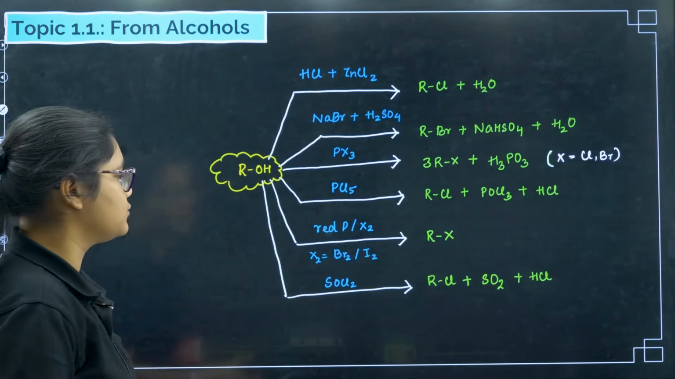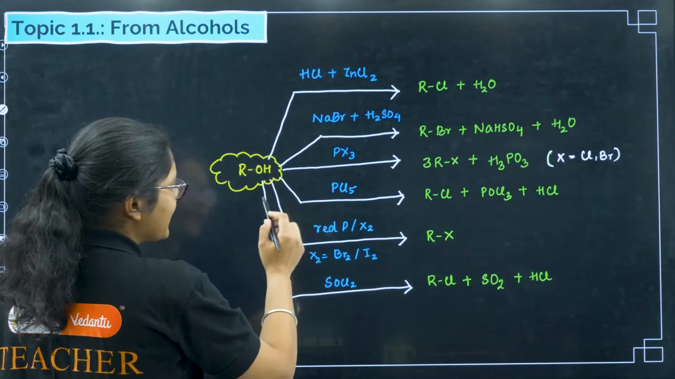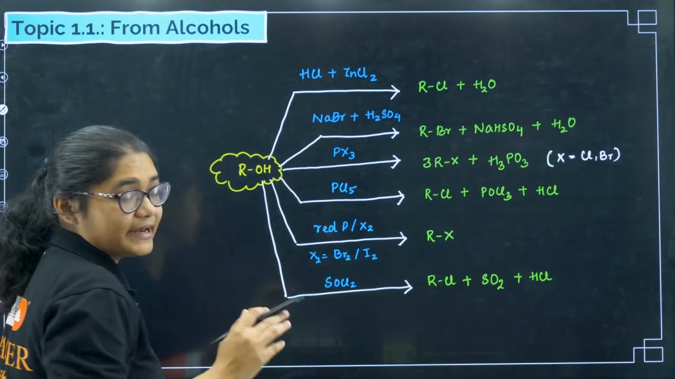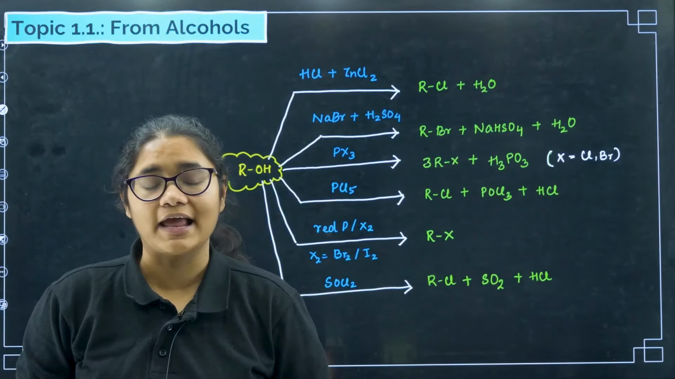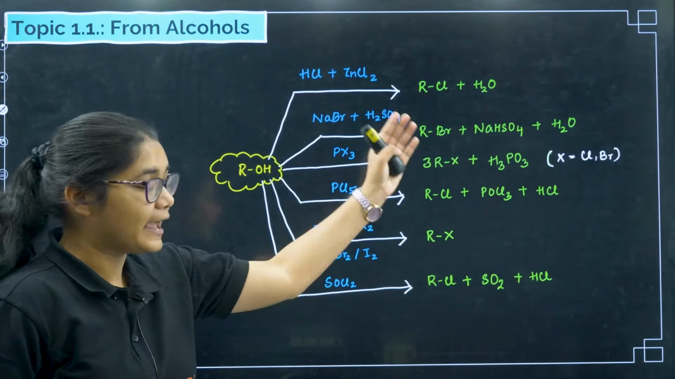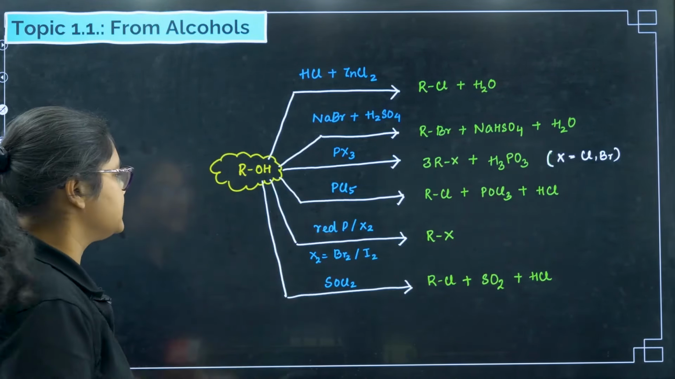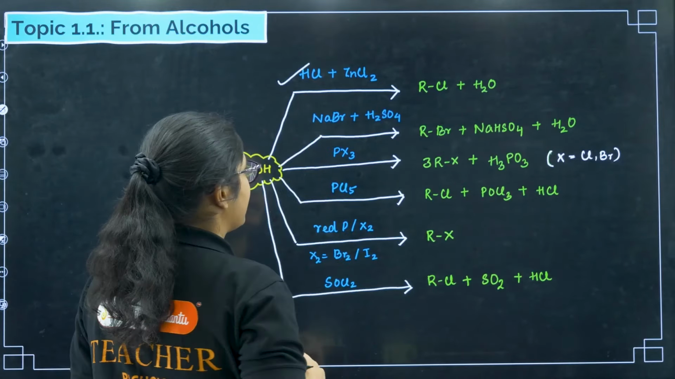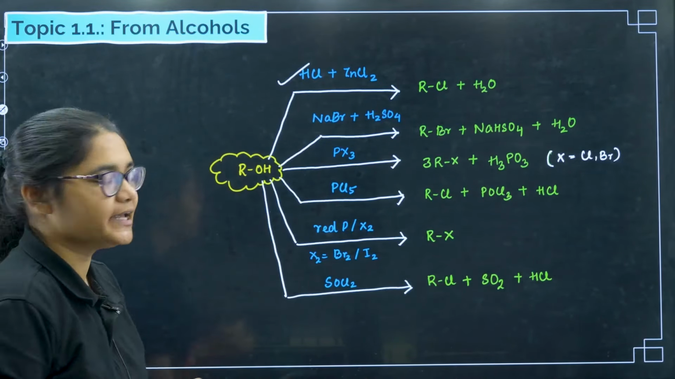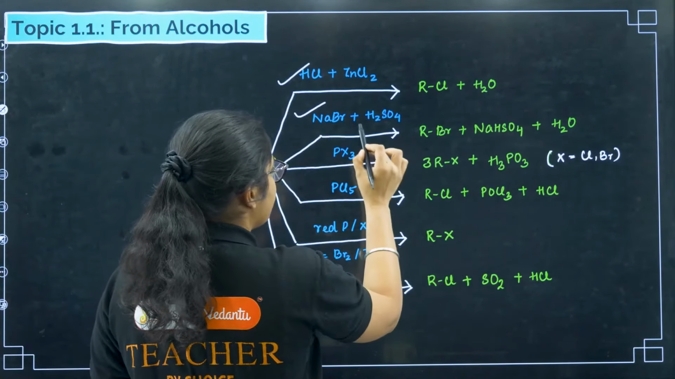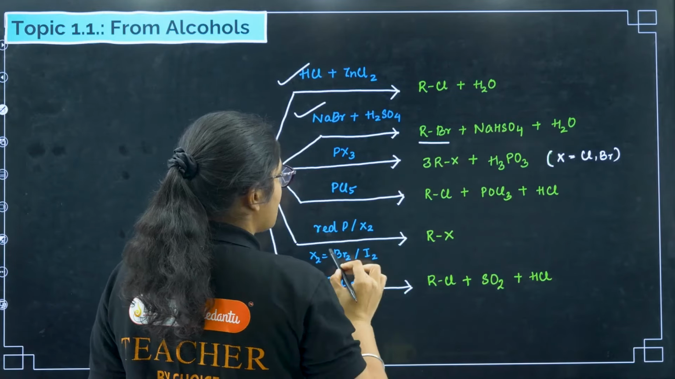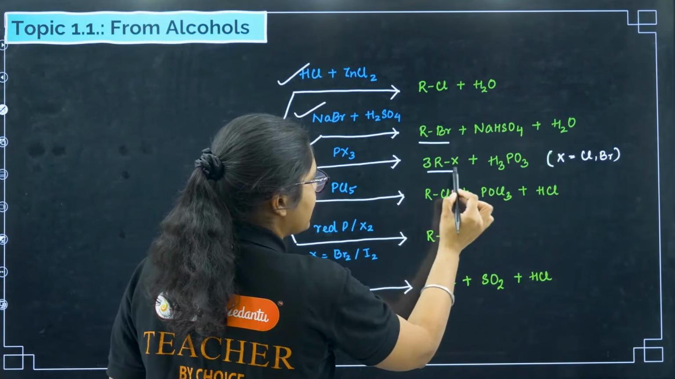Okay, so alcohols, what we have to do? You can take any one of these 6 reagents to get haloalkanes from alcohols. For example, you can treat it with HCl and ZnCl2, you will get RCl. You can treat it with NaBr and H2SO4, you will get RBr. You can use PX3 to get RX.